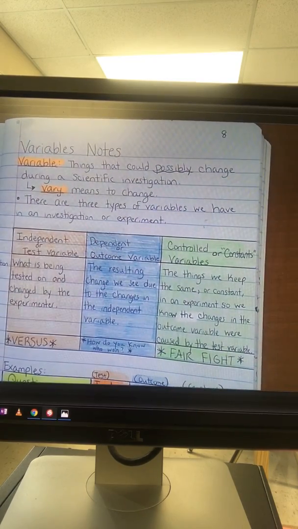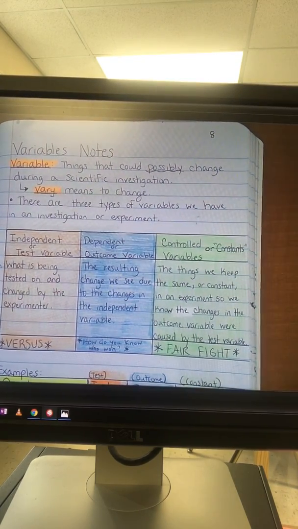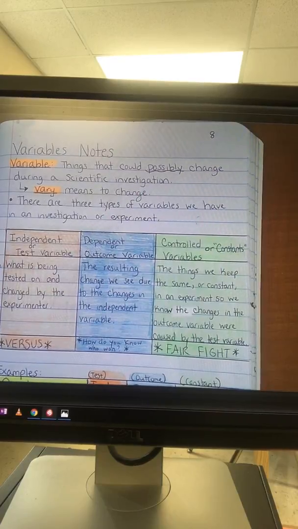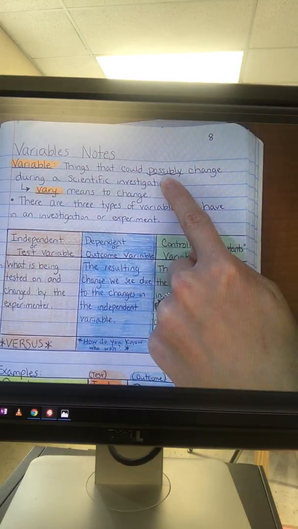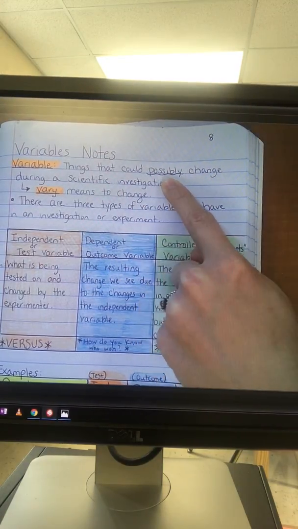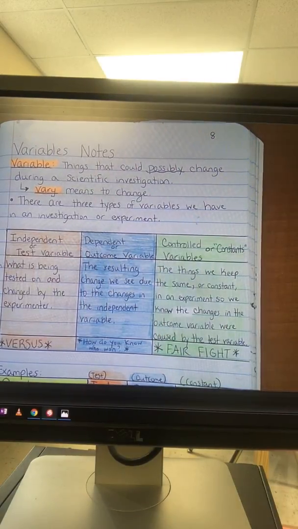Okay, so we're going to be reviewing what all of these notes mean and giving you a little bit more explanation and context. A variable is the things that could possibly change during a scientific experiment or investigation. We've underlined the word possibly here because sometimes we change them among our test groups and sometimes we have to keep them the same.